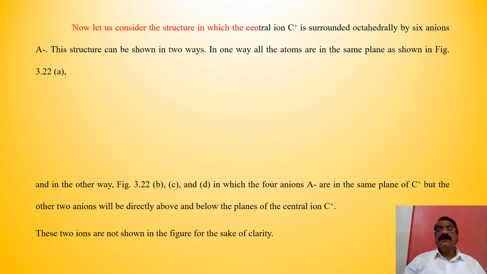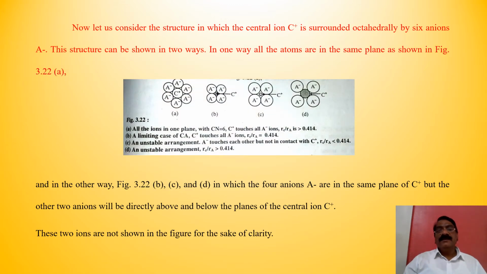Now let us consider the structure in which the central ion C plus is surrounded octahedrally by 6 anions A minus. Thus, this structure can be shown in two ways. In one way, all the atoms are in the same plane as shown in figure A.